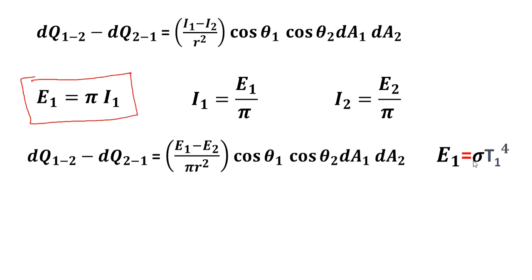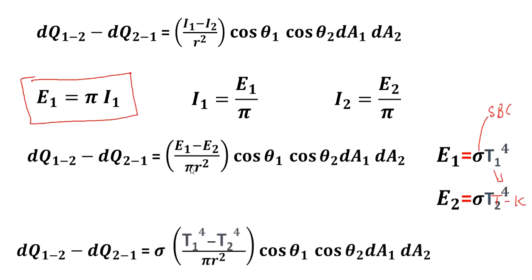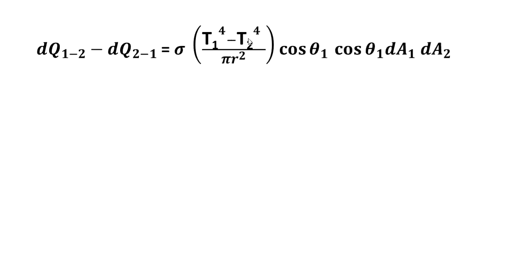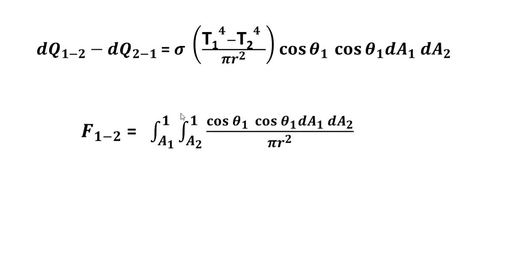Then E1, we know by the Stefan-Boltzmann law, is sigma T1 power 4, where sigma is the Stefan-Boltzmann constant and T is the absolute temperature in Kelvin. Similarly, E2 put in this equation, you will get sigma as common. You will take that outside. Sigma times T1 power 4 minus T2 power 4, you write down. Now you integrate for the areas dA1 and dA2.